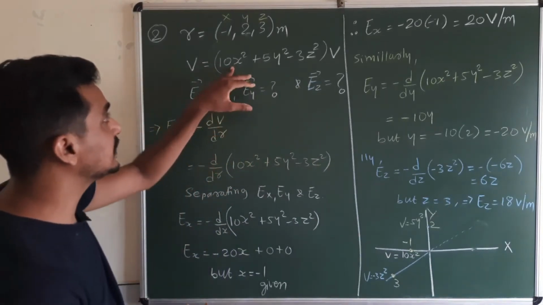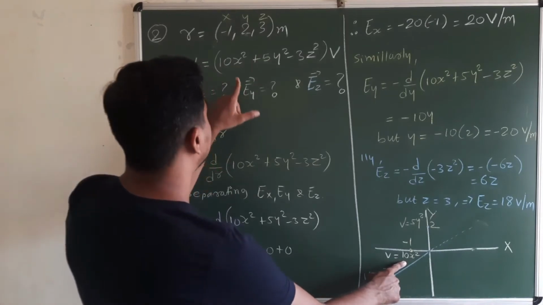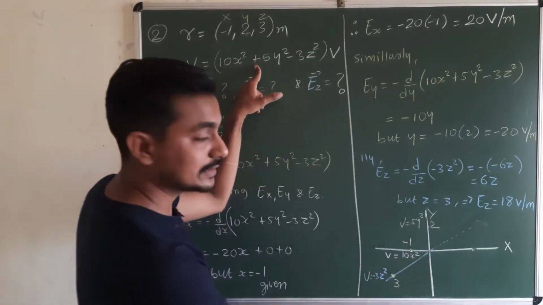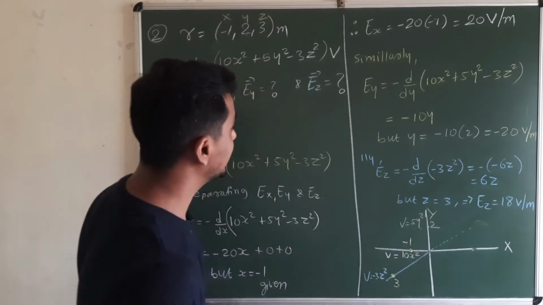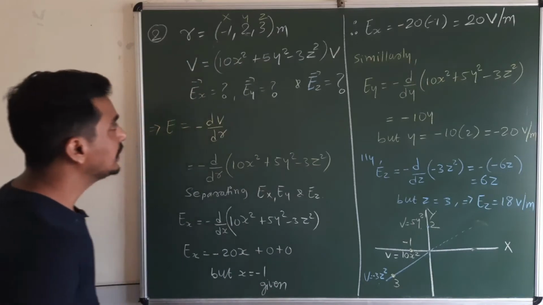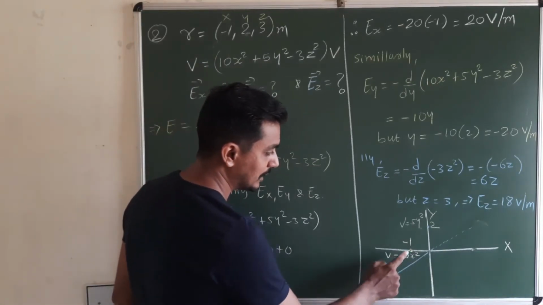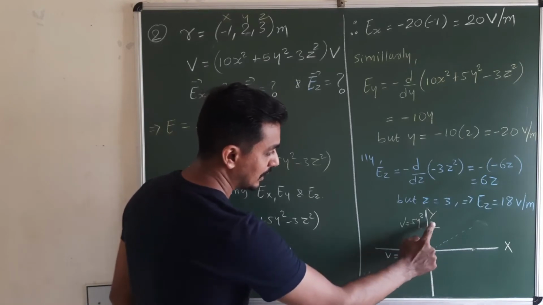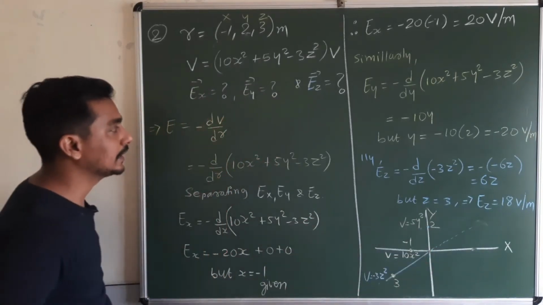And the potential with the distance is given as 10x square on the x-axis, 5y square on the y-axis, and -3z square on the z-axis. And we need to find the electric field at all these points, that is on the x, y and z axis. At all these 3 points we have to find the electric field.